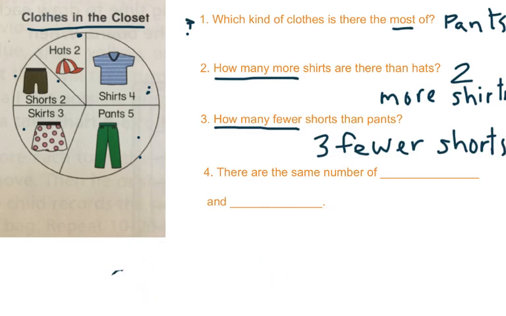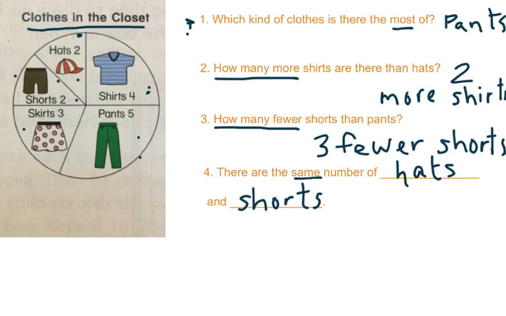Now the very, very last one, number 4, it says, there are the same number of blank and blank. Now, same means equal. The same. You know what that means. So which 2 things are the same? Hats and shorts, right? They both have the number 2. So all I have to do is fill in hats and shorts. So there's using a circle graph to answer questions.